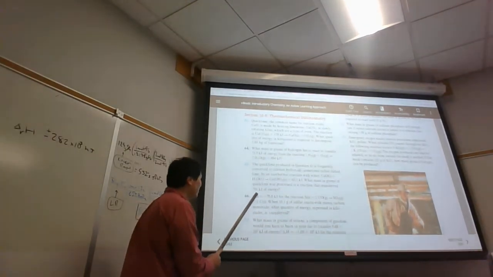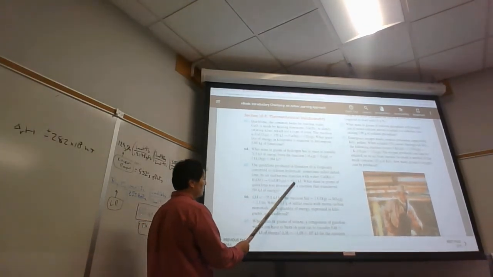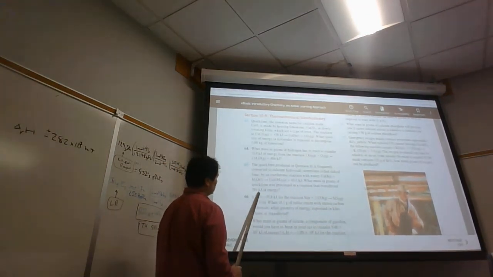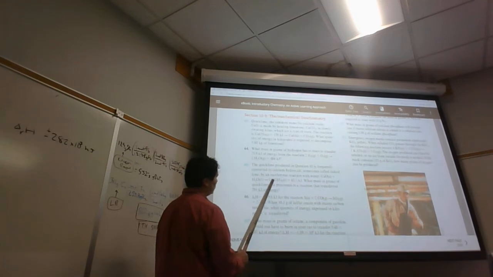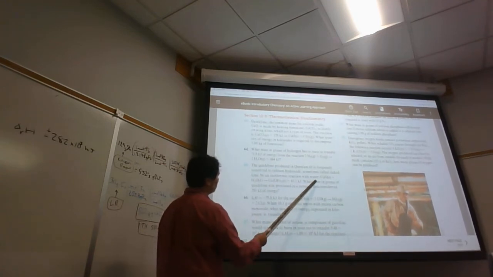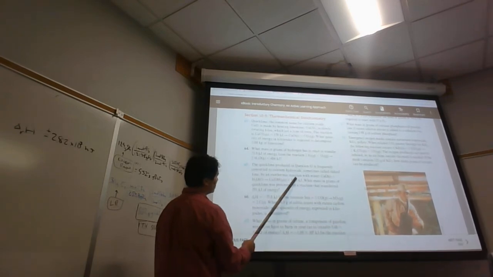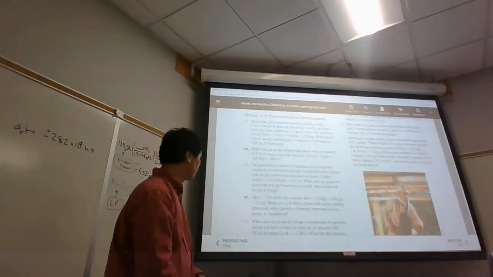So this one, 291 kilojoules is more than that, so we need more than a mole. And so it's kilojoules to moles of calcium oxide and moles to grams. So we'll do a specific example coming up.